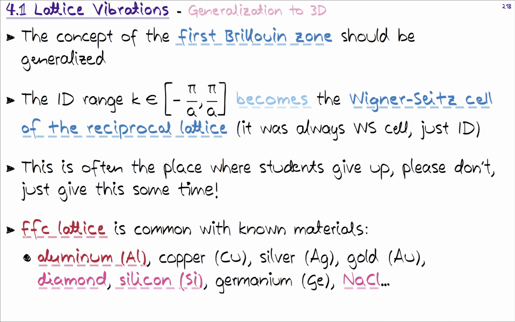And sodium chloride, for example, as an example of an ionic solid. So diamond, silicon, germanium are covalent solids. Aluminum, copper, silver, gold are metallic. And sodium chloride is an ionic solid. So, FCC lattices. We will now look at what kind of first Brillouin zone we have for an FCC lattice, and then what kind of dispersion relations we roughly have when we are looking at these kinds of solids.